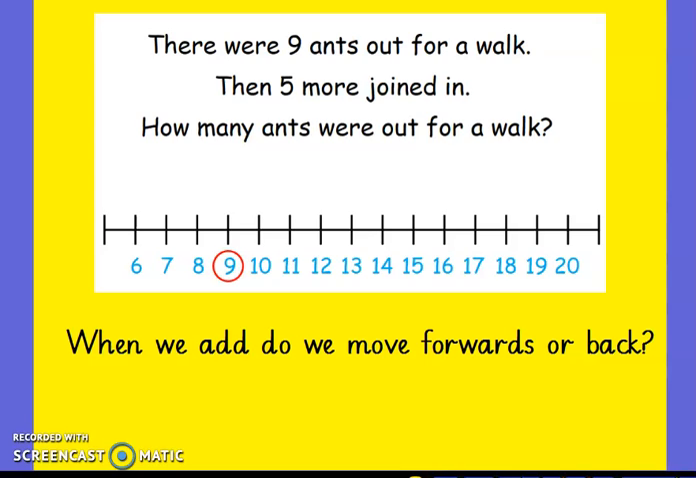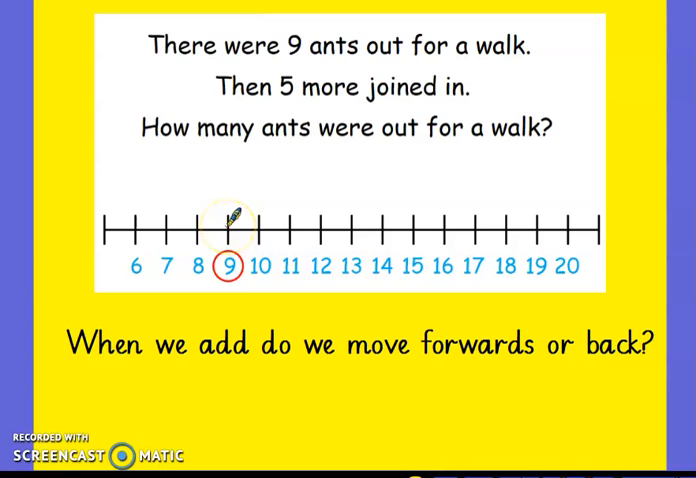Okay, let's have a look at this one. So there were 9 ants out for a walk, then 5 more joined in. How many ants were out for a walk? We've got 9 on our number line. Do we move forwards or backwards if we're adding? Yeah, when we're adding, our number gets bigger, so we're jumping forwards. We're going to be jumping in this direction. So we've got 9 ants out for a walk. We're going to do 5 jumps forward. 5 forward jumps to add.